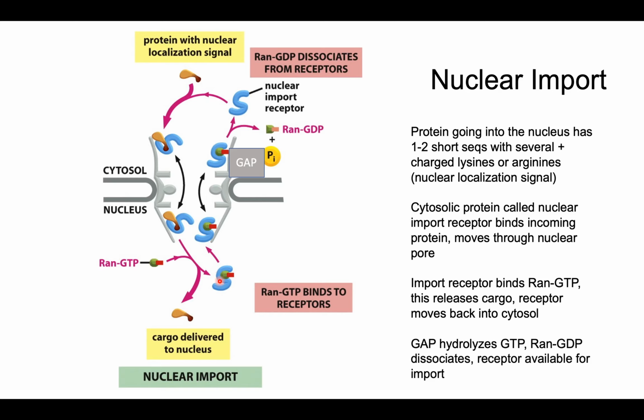It can now leave through that nuclear pore. It's going to encounter that GAP, that activating protein, which will remove a phosphate that will dissociate the Ran, now GDP, from that receptor. So now this import receptor is available again to bring in another protein. So these import receptors are able to move through the nuclear pore. So that's why it can either transport in our cargo protein or bring Ran GTP out of the nucleus.